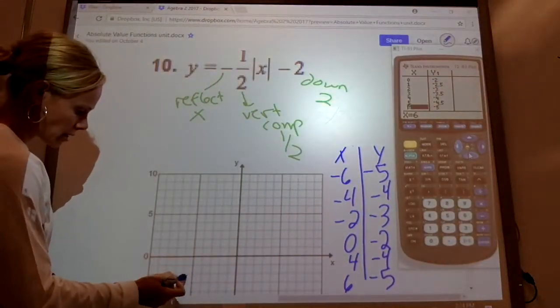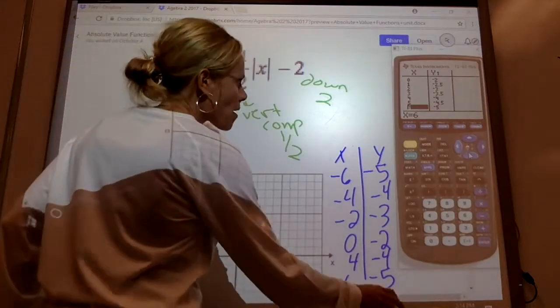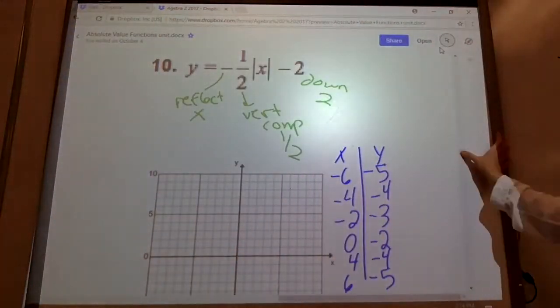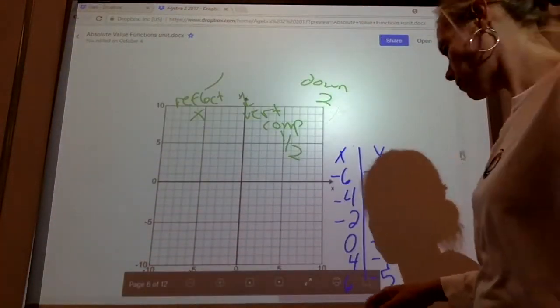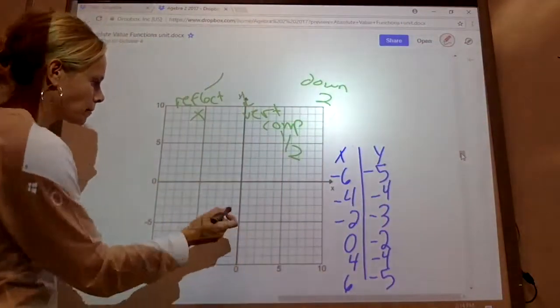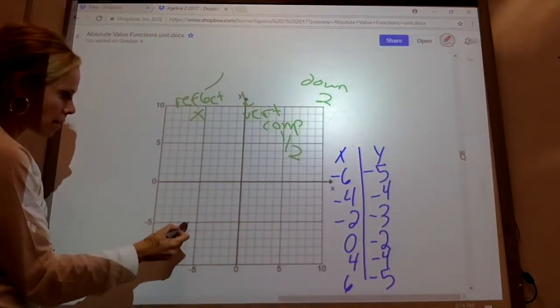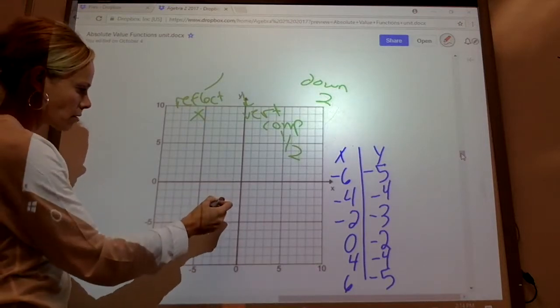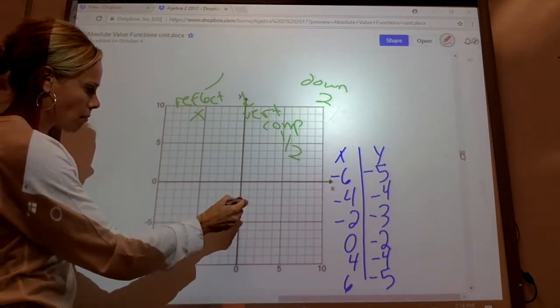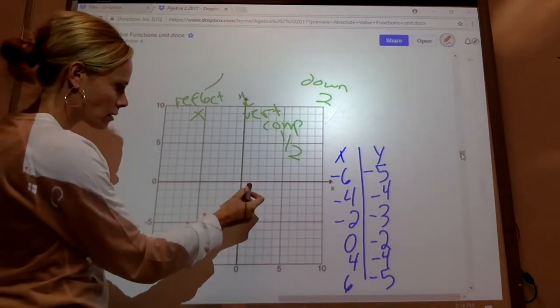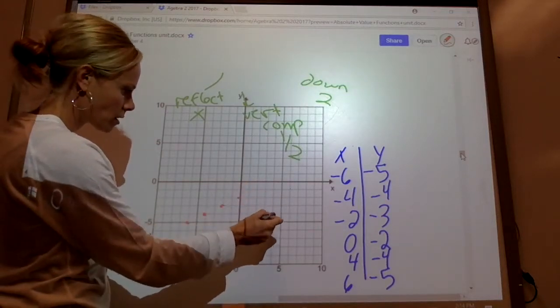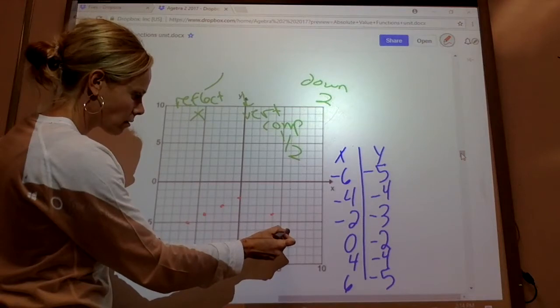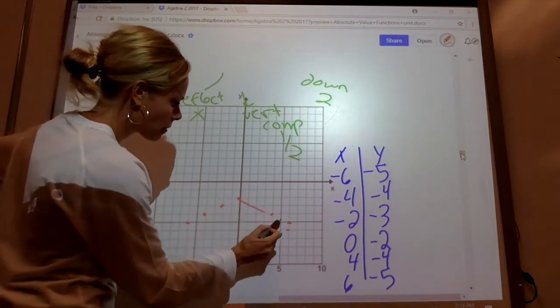So -6, -5, -4. I need to scroll down. Okay. You should see the symmetry. And it got wider.